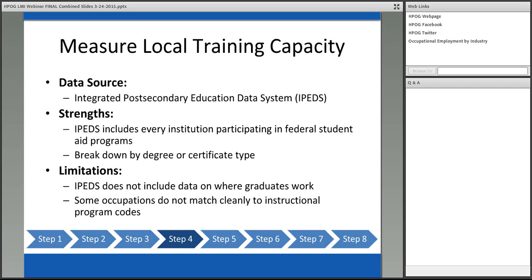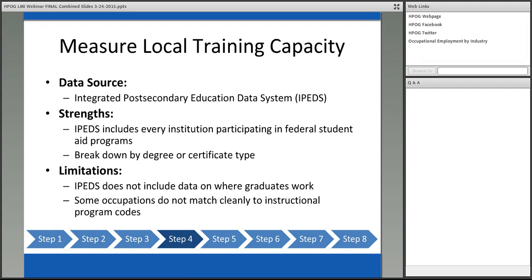So the primary data source for measuring local training capacity is the Integrated Postsecondary Education Data System that is available from the U.S. Department of Education. Some strengths of IPEDS include that it is incredibly broad and includes every institution that participates in federal student aid programs. It does include some breakdown that allows program planners to see the number of new graduates by their degree or certificate type. However, some limitations of IPEDS include that it does not include data on where graduates ultimately work. It just shows what institution they graduate from.